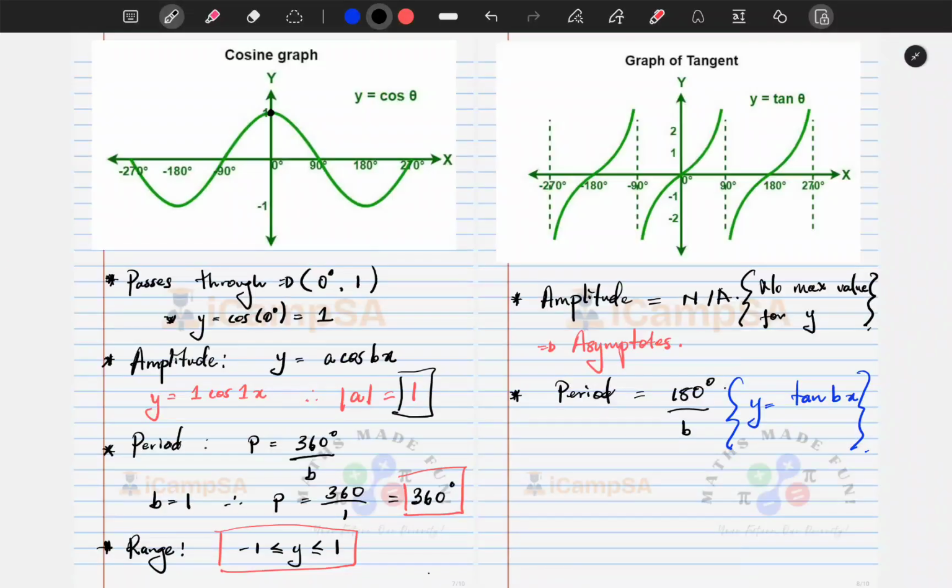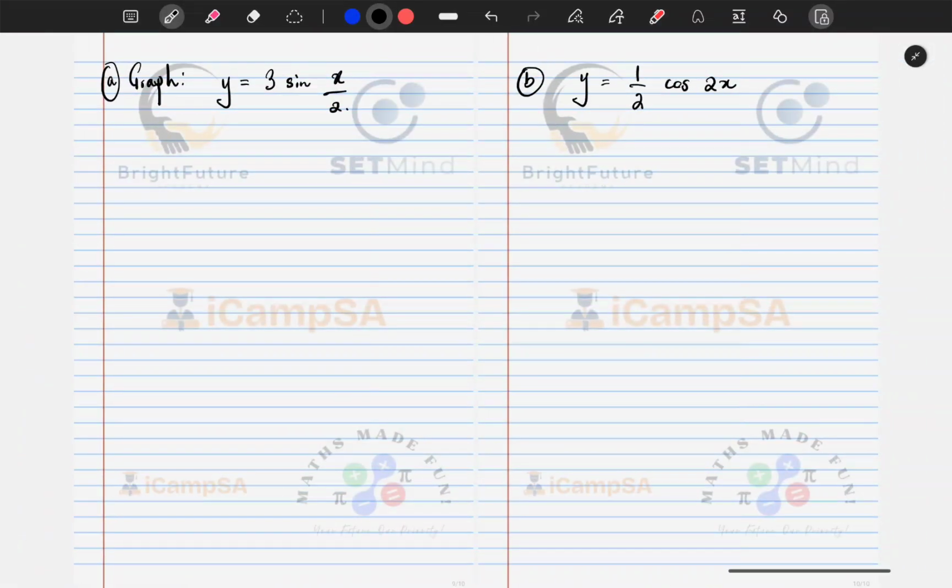Right, so now let's look at examples on how we draw these graphs and what the impact of these factors, your factors of a and your factors of b, is when it comes to drawing these graphs. Great. So now here we are being asked to graph y equals 3 sine x over 2.